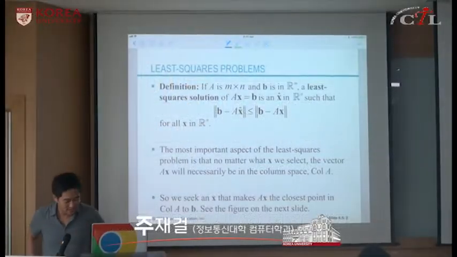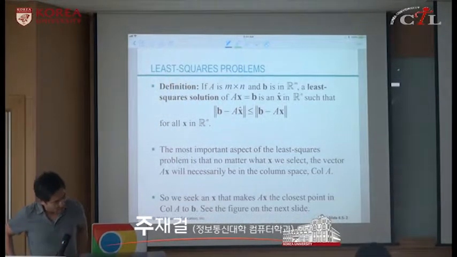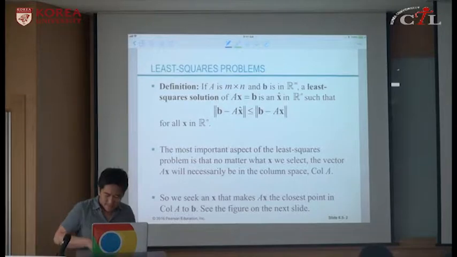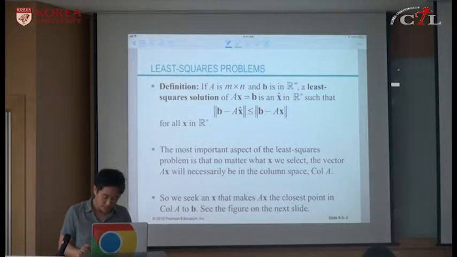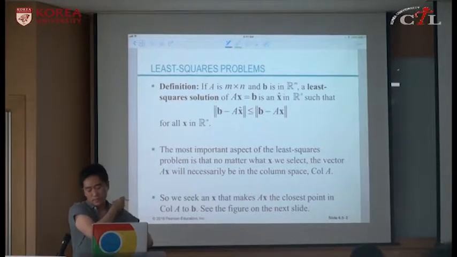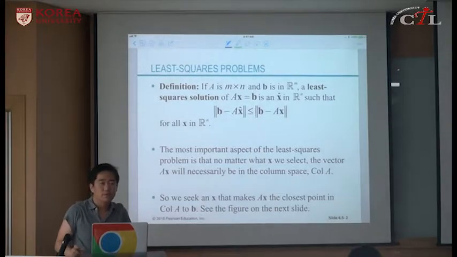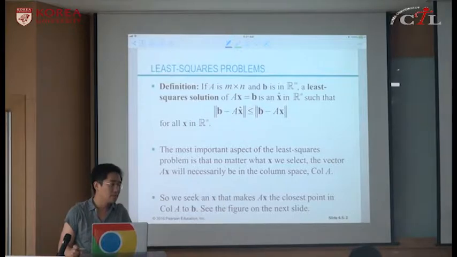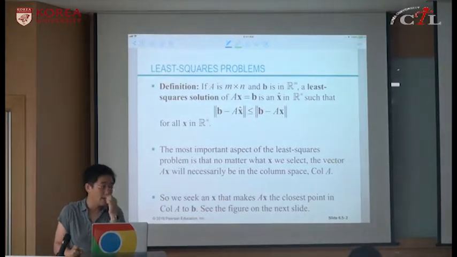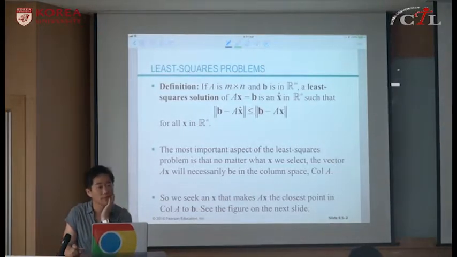Okay, let's finish this chapter today. So we are currently studying the least squares problem, where we cannot find the exact solution for a given linear system, usually because we have more equations than variables.